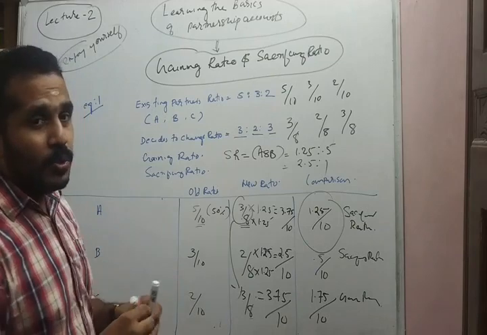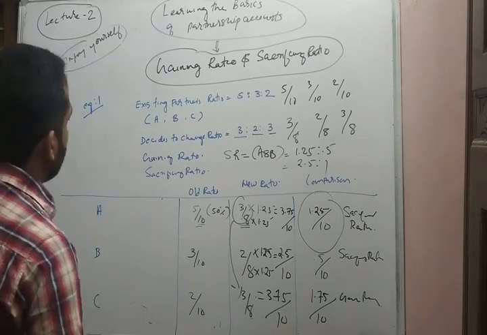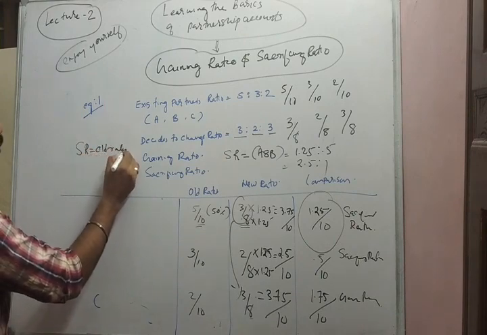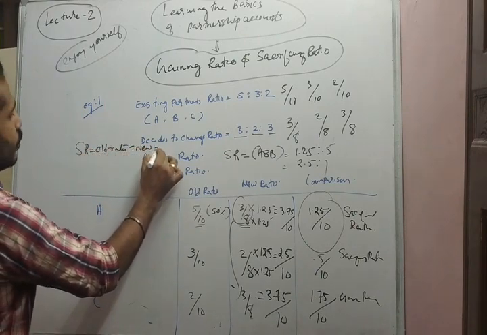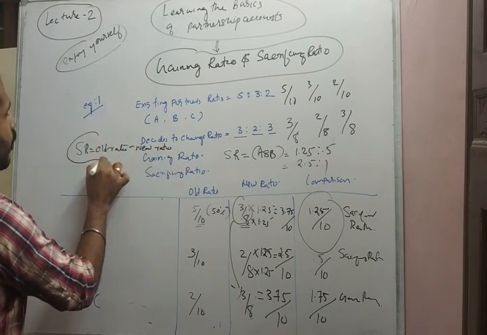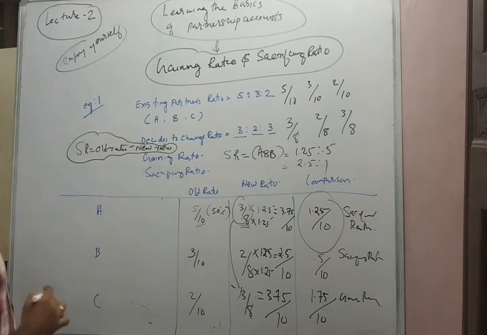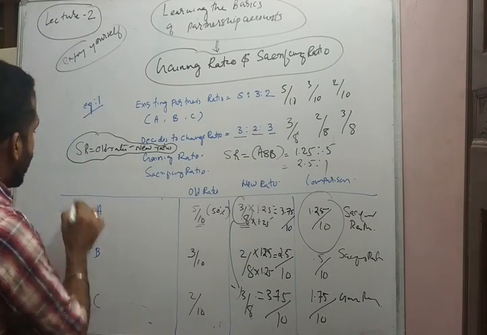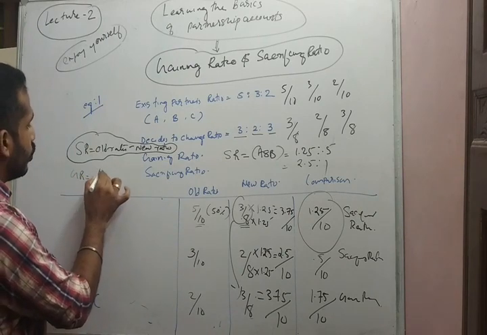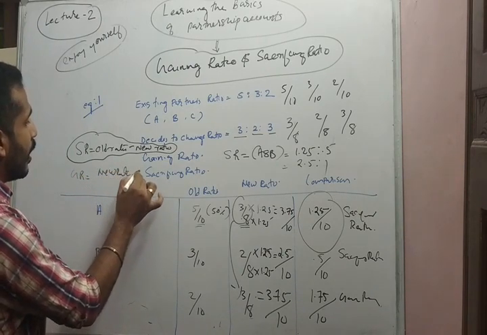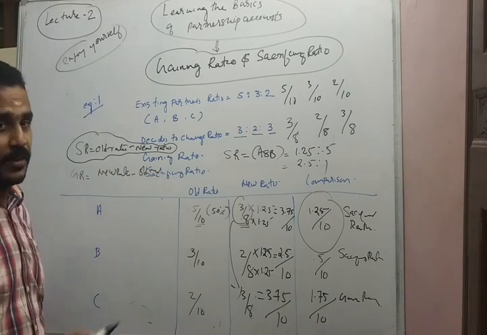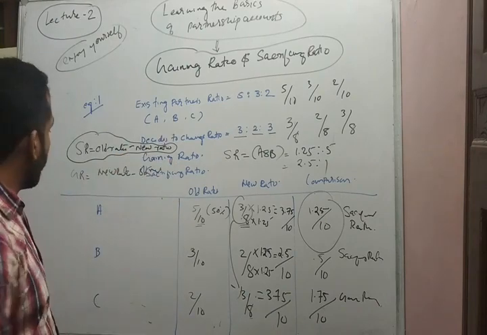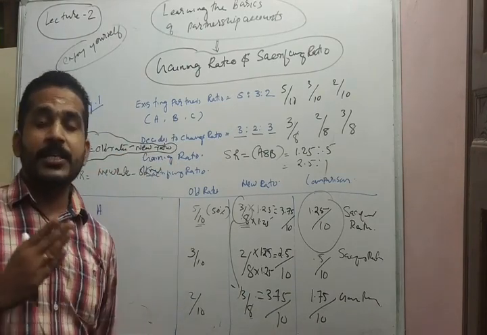In order to put it into mathematical terms, sacrificing ratio is equal to old ratio minus new ratio. Students, please note down. In order to put it into a mathematical formula, sacrificing ratio is equal to old ratio minus new ratio, and gaining ratio is equal to new ratio minus old ratio, the reverse of sacrificing ratio.